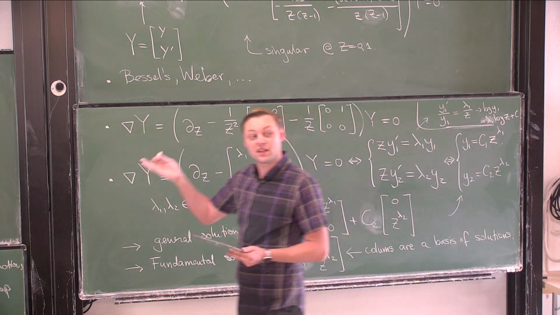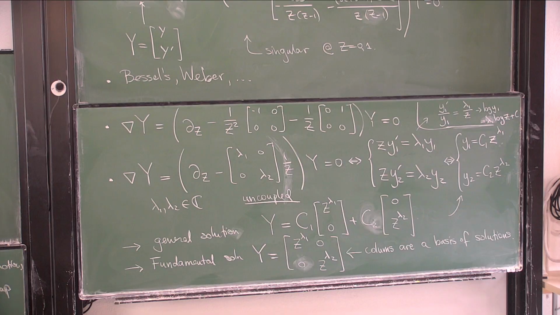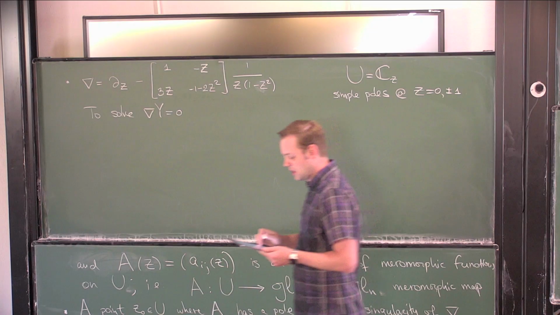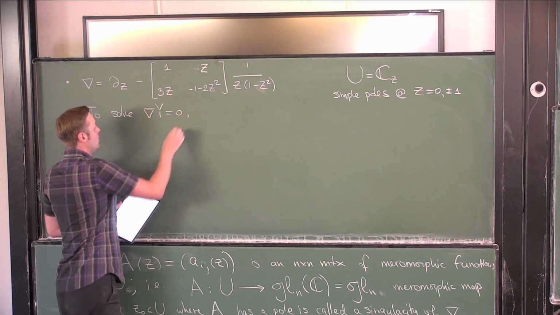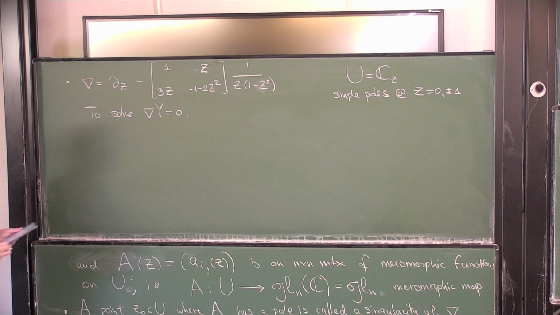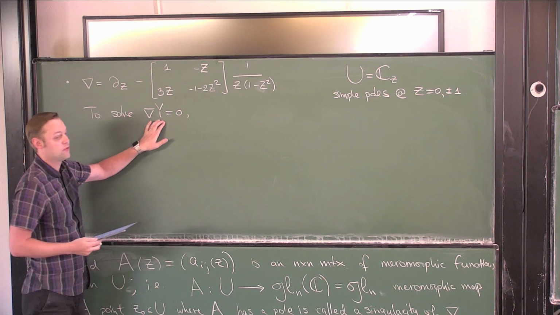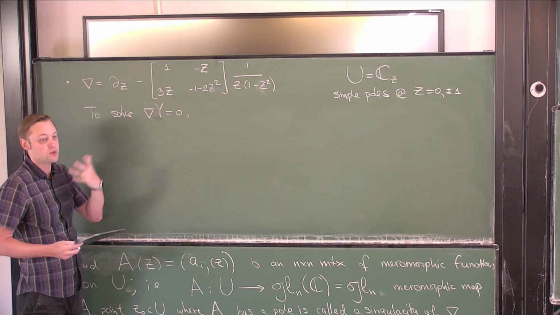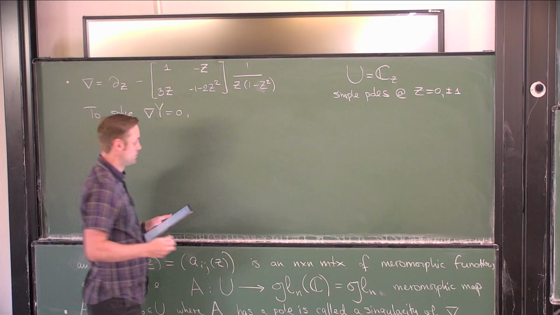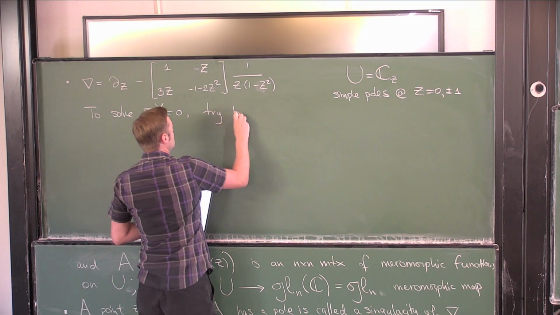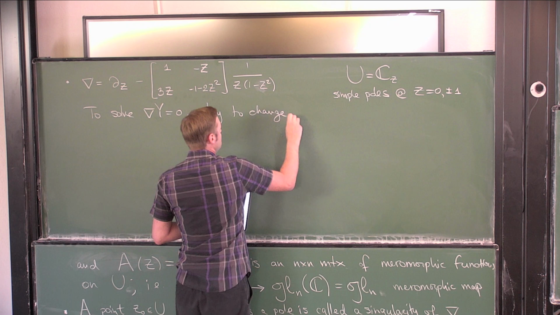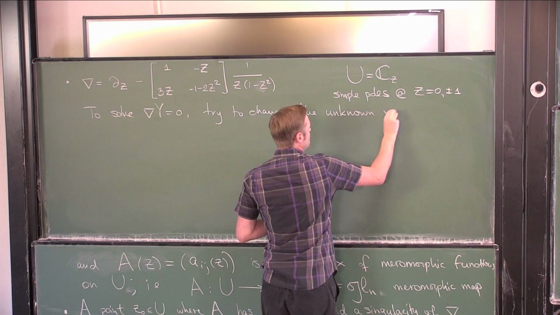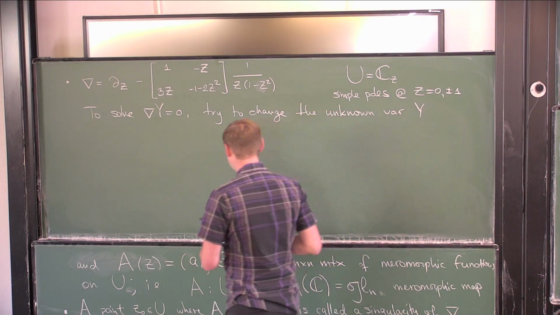If I could somehow uncouple this system, then it would be just as easy to solve it as this one. So what does it mean to uncouple? Well, one way to uncouple a system is to transform your unknown variable in a way that absorbs this coupling in some way. So try to change the unknown variable y. So what does that mean?